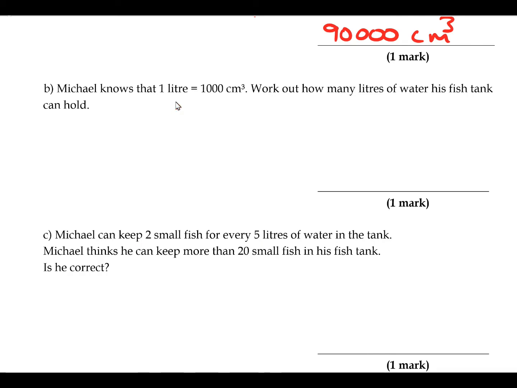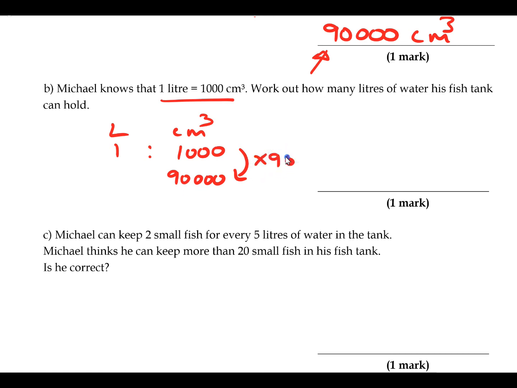Now, Michael knows that 1 litre is 1,000 centimetres cubed. Work out how many litres of water the fish tank can hold. So this is a strap line between litres and centimetres cubed that we can use. So we have 90,000 and we need to know what we multiply 1,000 by to get 90,000. We multiply it by 90. Multiply the other side by 90 and it tells us that we have 90 litres in the tank.